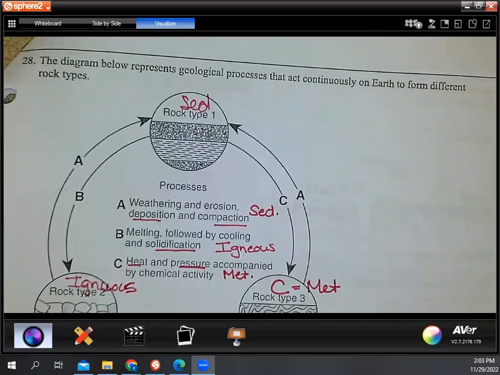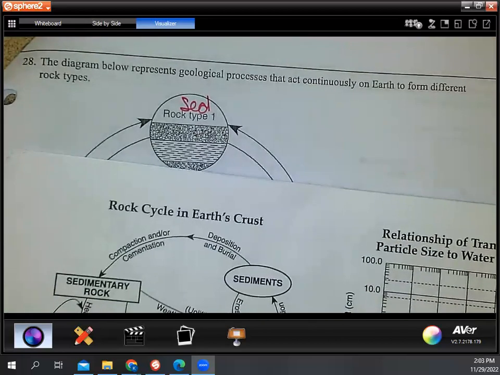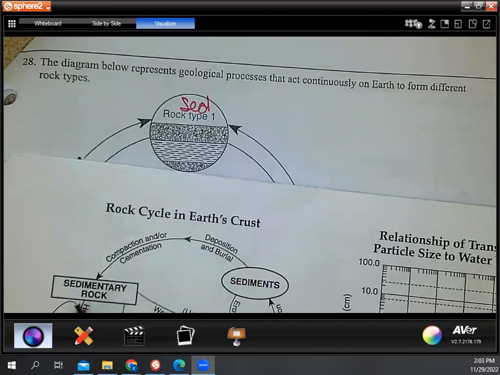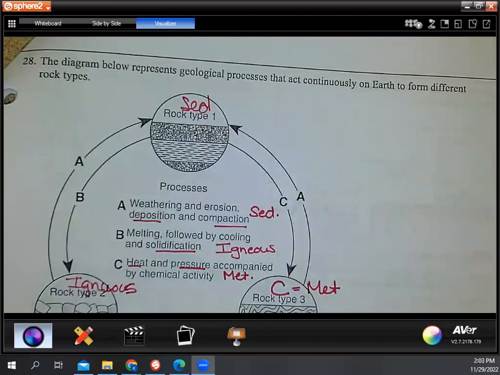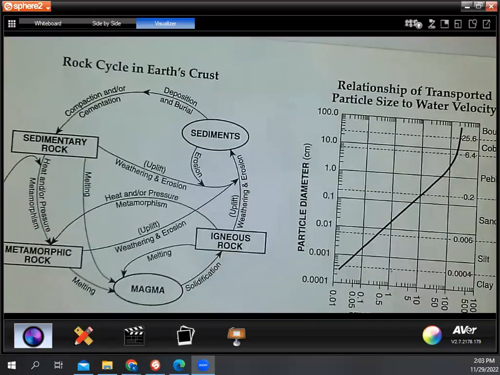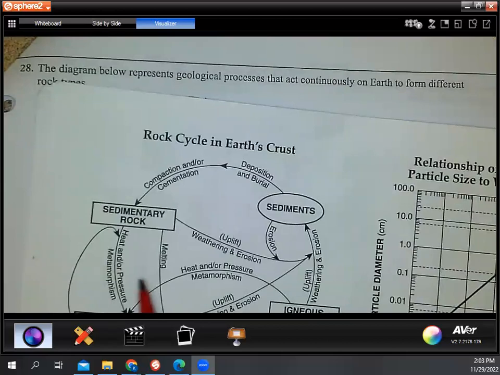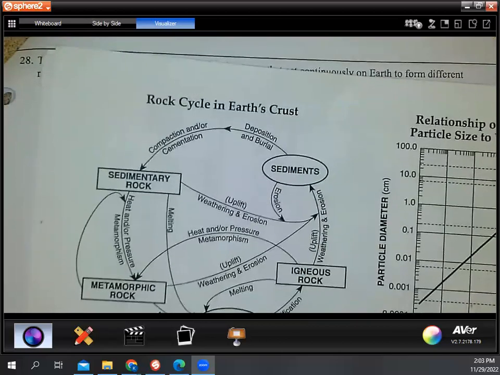28, the diagram below represents the geological processes that act continuously on Earth to form different types of rocks. So they tell us A has weathering and erosion, deposition, and compaction. And if I look here, compaction, deposition, these are words going into sedimentary rocks. B says melting followed by cooling and solidification. If I look here, I have melting and solidification going into igneous rocks, and then heating and pressure accompanied by chemical activity. So if I look here, I have heat and pressure, and that's going into metamorphic rock.